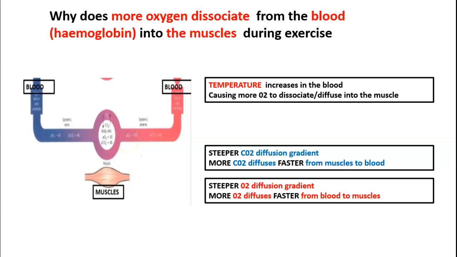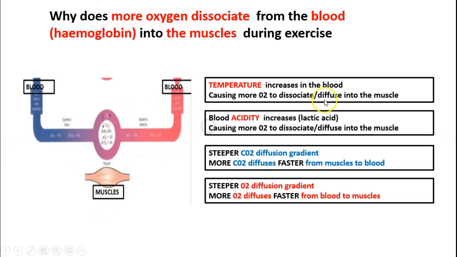The exercise is making the acid level go up in the blood, and the oxygen's thinking, I can't cope with this, I've got to get from the blood into the muscle. So an increase in blood acidity, for example lactic acid, causes more oxygen to dissociate, to get off, to unload, to diffuse into the working muscles. So that is the key four factors that cause more oxygen to dissociate from the hemoglobin into the muscles during exercise.